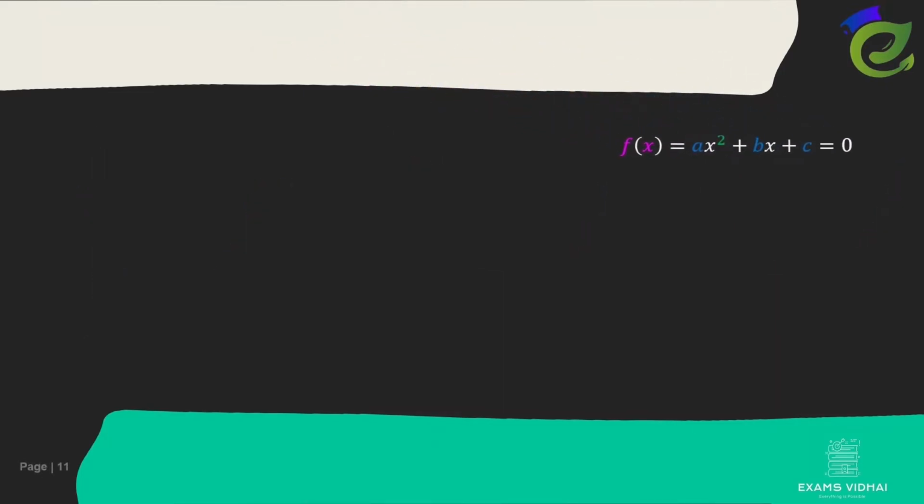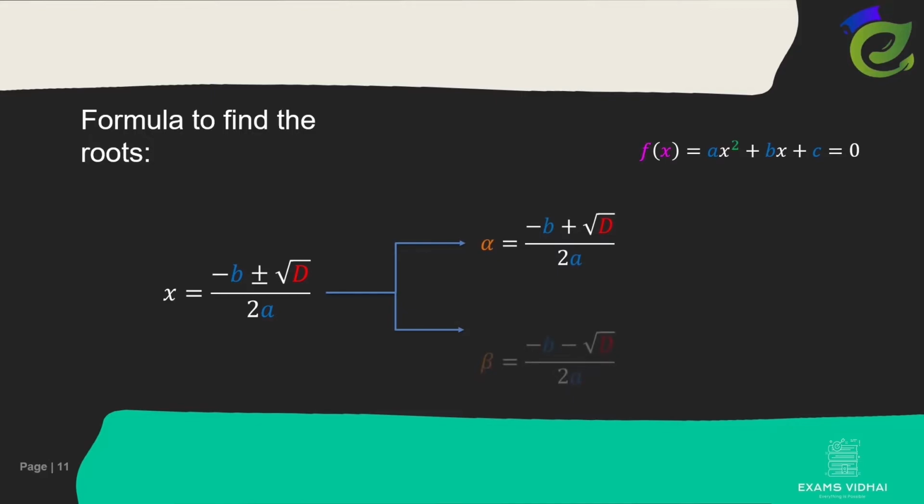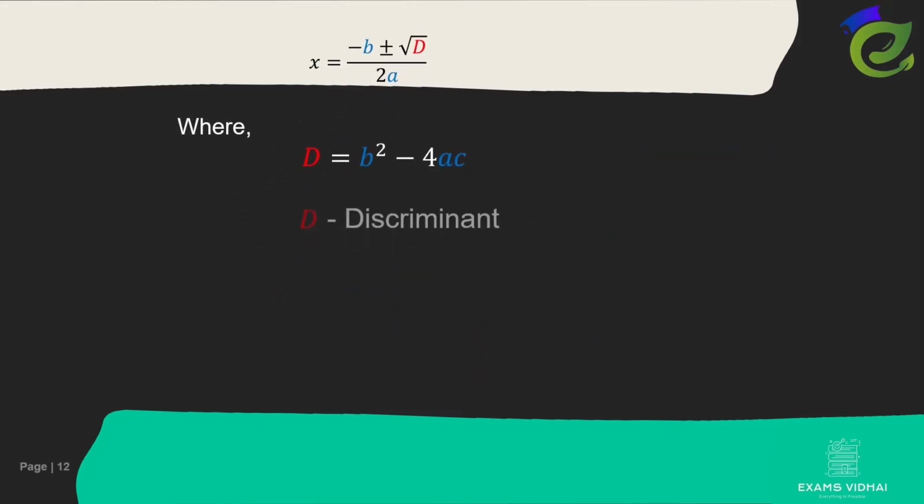To find the solutions of the equation, we have a formula. X equal to minus b plus or minus root over d by 2a. Here d is known as discriminant, which is equals to b square minus 4ac. As the equation becomes minus b plus or minus root over b square minus 4ac by 2a. The properties of the roots can be explained depending upon the values of the discriminant.